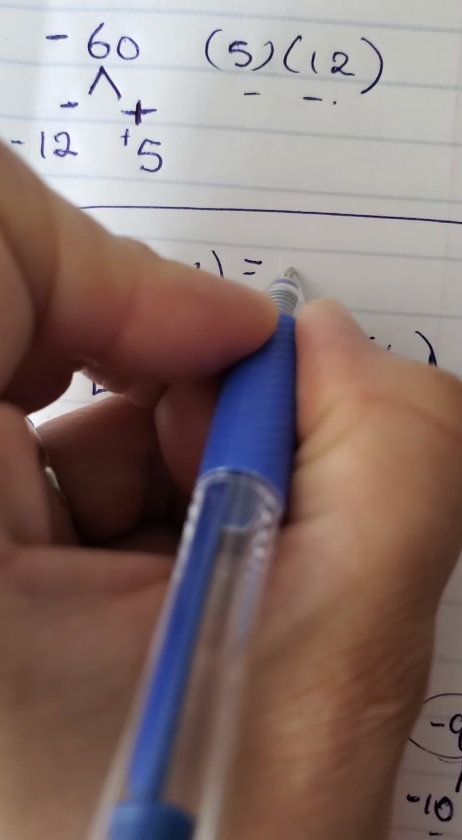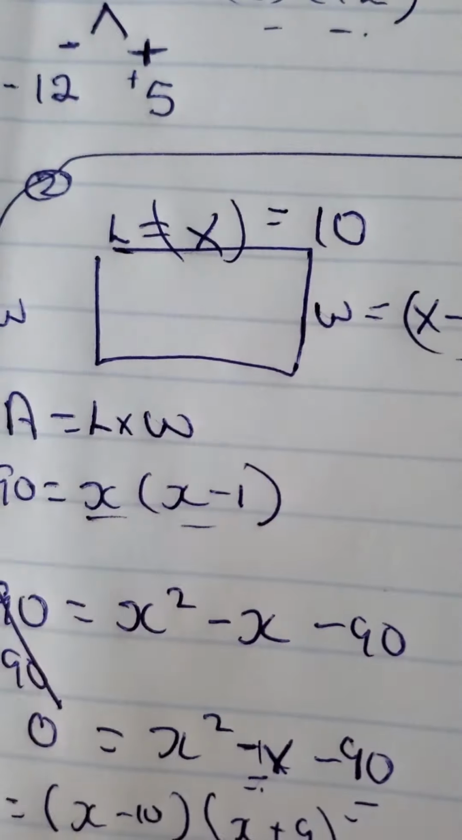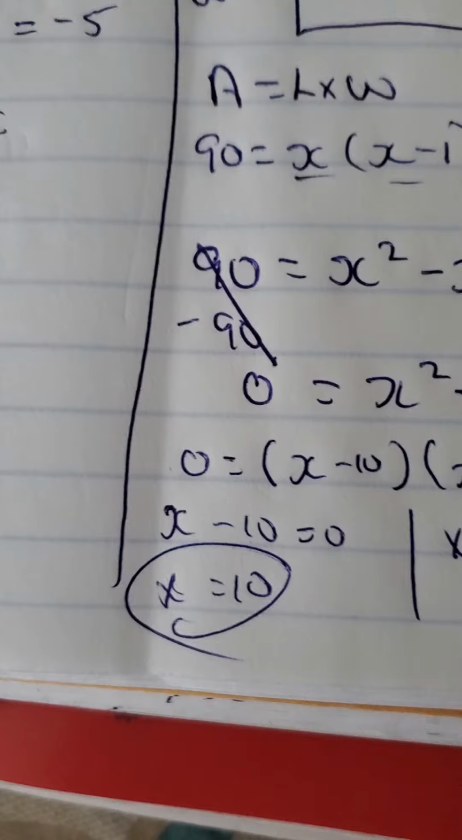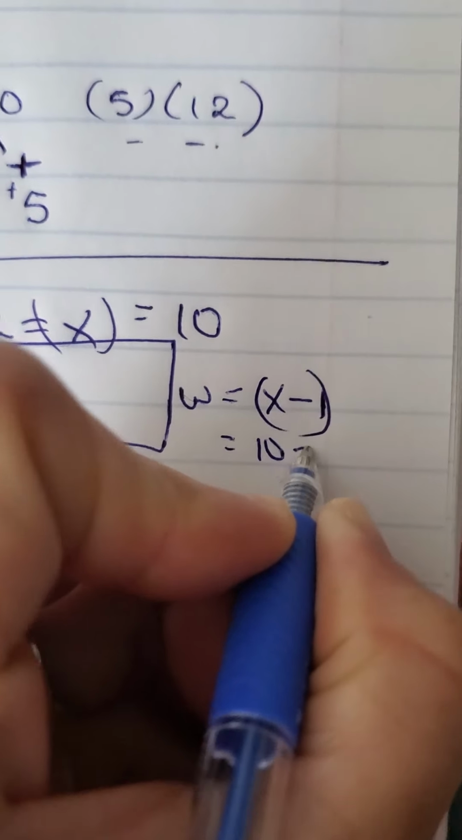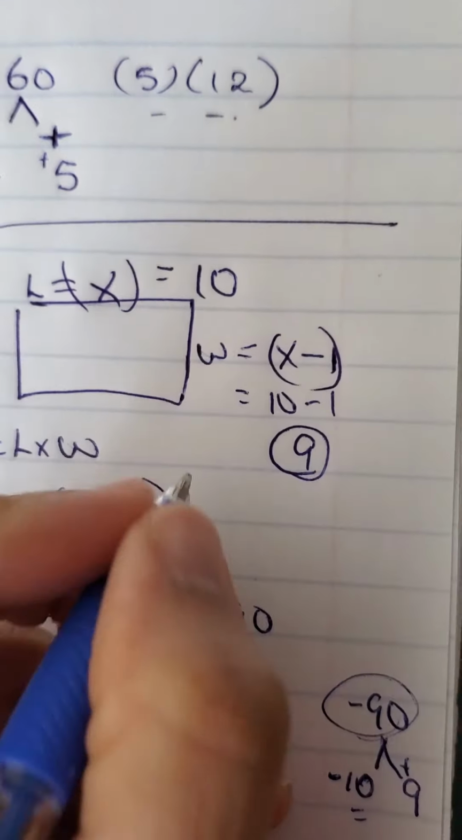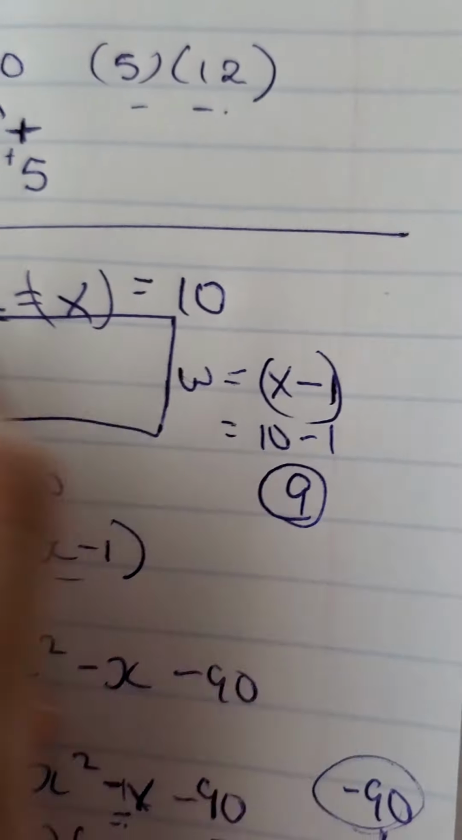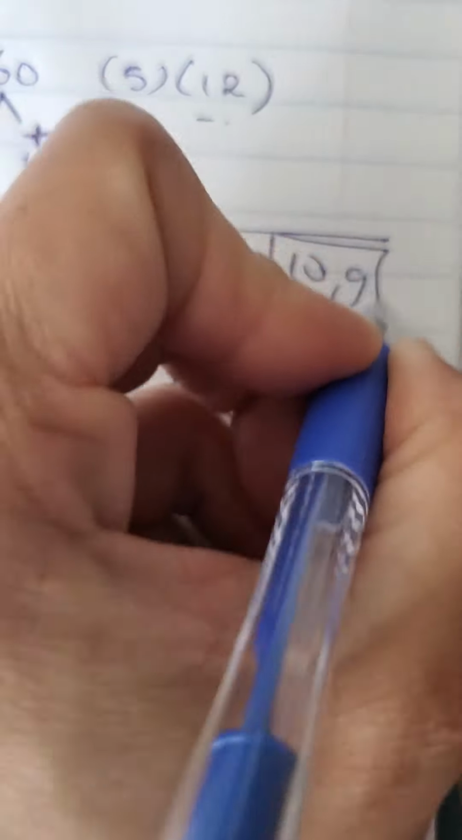We find that our length is positive 10. I don't have to reiterate that it's positive, right? And the width is 1 less than its length, which is 9. So the length is 10 and the width is 9.